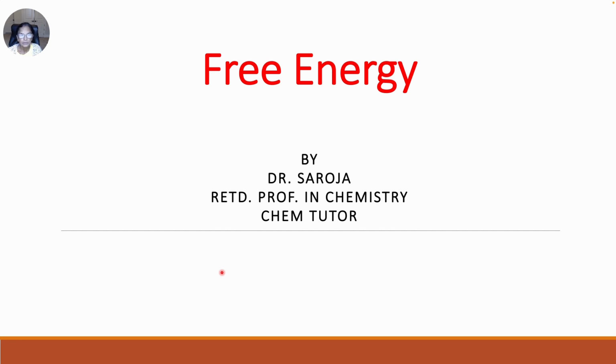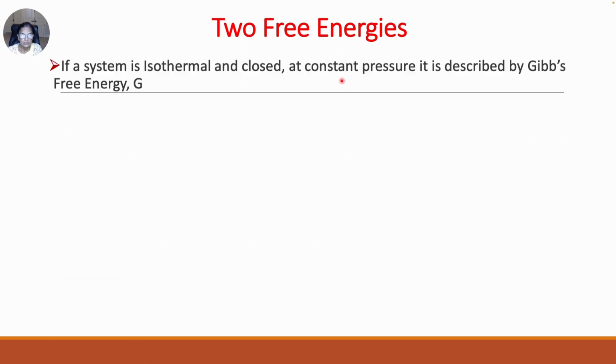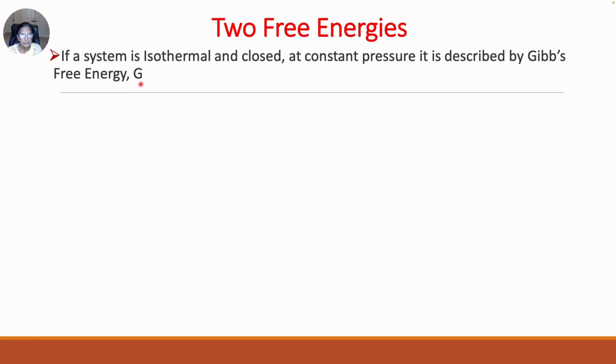Today I'm going to talk about free energy in thermodynamics. There are two kinds of free energies. One is Gibbs free energy represented by capital G. If a system is isothermal, that means it is at the same temperature, and closed with a lid at constant pressure, it is described by Gibbs free energy, that is capital G.